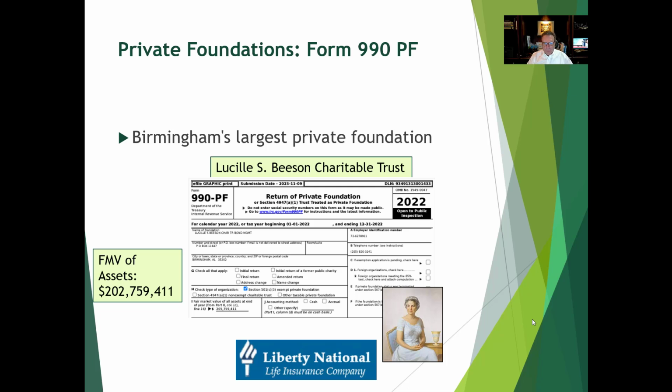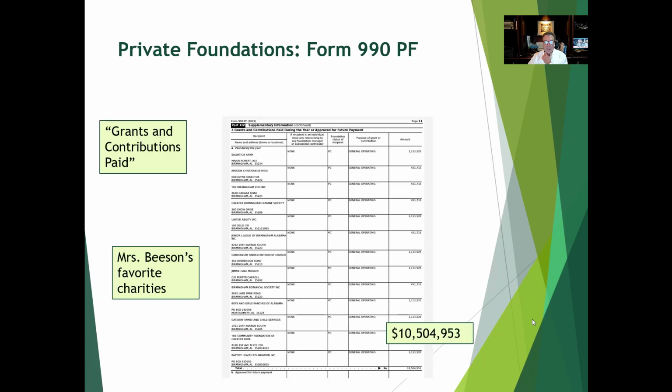This is the top of the first page for the Lucille Beeson Charitable Trust. You can see that it had assets of over $200 million. She was a very wealthy woman. Mrs. Beeson was the spouse of one of the founders of a large company that used to be headquartered in Birmingham, Liberty National Life Insurance Company. It has since moved to Dallas, Texas.